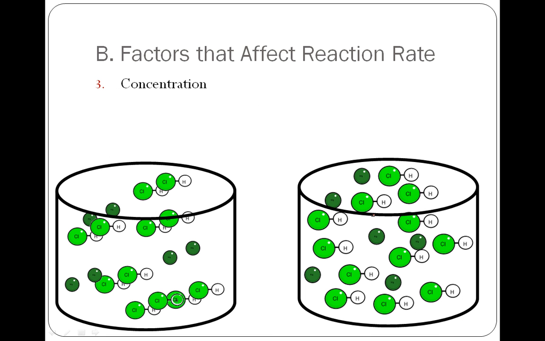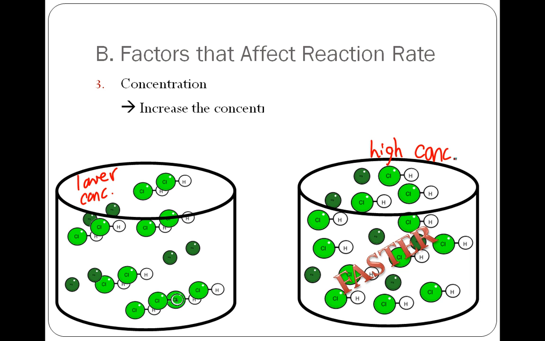Third factor is concentration. So looking at these two containers, the one on the left has a lower concentration, and the one on the right has a higher concentration because there are more particles in the same area. What is going to react faster, the one with more particles or the one with less? Well, it's going to be the one with a greater concentration, because if you increase the concentration, those particles are going to be more likely to collide with each other because they're closer together. They're just going to run into each other more often.